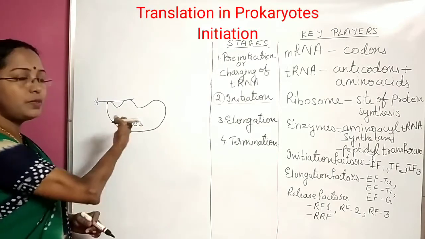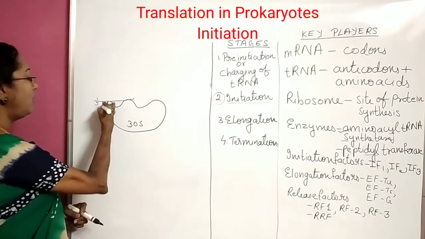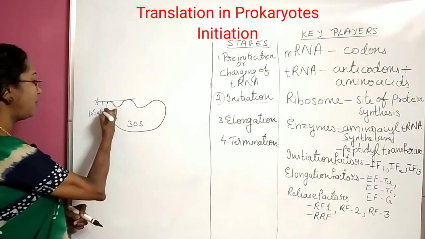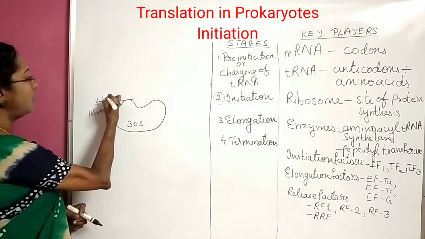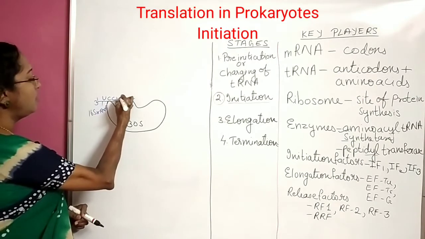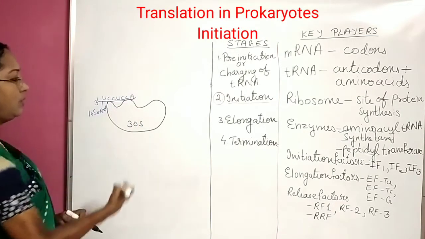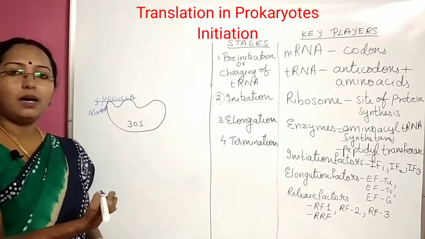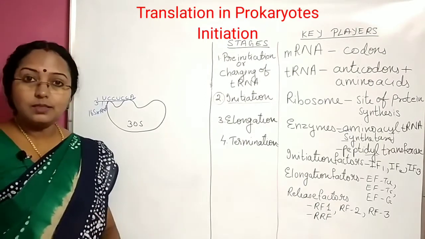You know, the 30S ribosome is made up of many rRNAs. Among that, one rRNA is 16S rRNA. It has a sequence here, UCCA. This is the sequence present along with the 30S subunit, the 16S rRNA part of the 30S subunit.